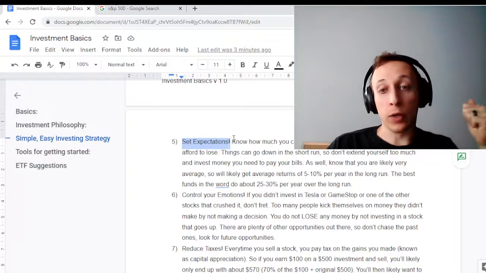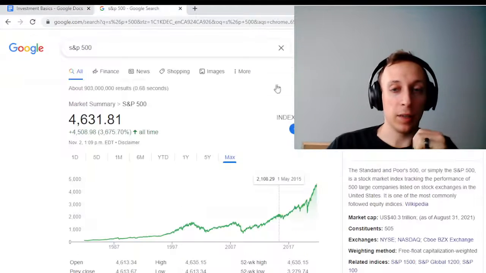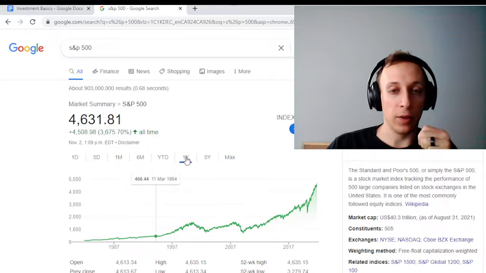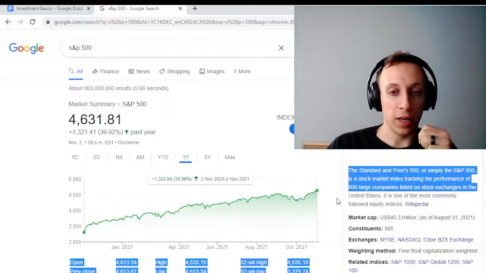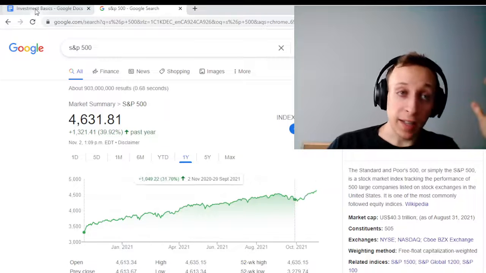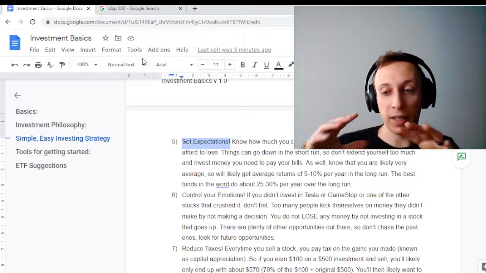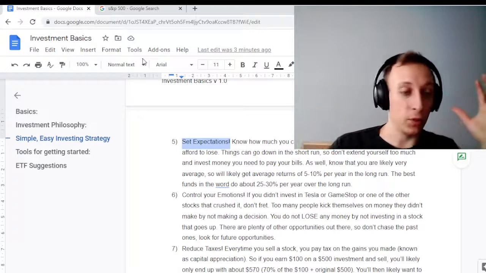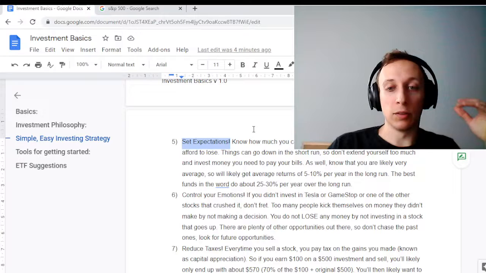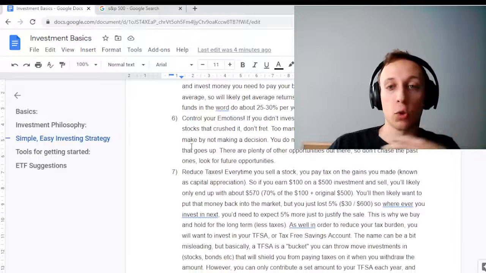Set expectations. What do you expect? Don't expect 30% returns. We've had an amazing bull run here, but do you expect to have, in 1 year, the S&P 500 has gone up 39%. That's way more than average. Again, it goes up about 7% on average. That doesn't mean it's 7% every year, but some years 7, some years 20, some years -5. So have realistic expectations, control your emotions.